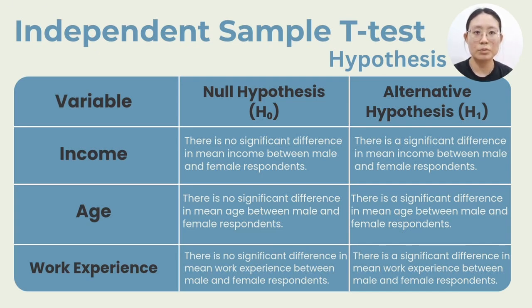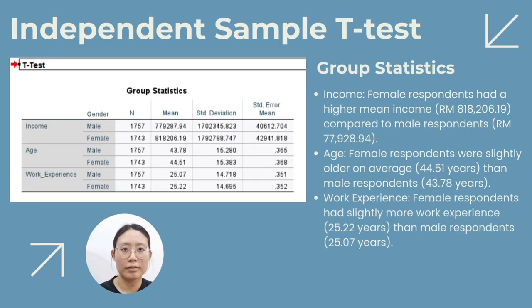The same hypothesis will apply to age and work experience. In other words, we wanted to determine whether males and females differ significantly in terms of these three variables. Based on the group statistics, female respondents had a higher mean income of 818,206.19 compared to 77,928.94 for male respondents.